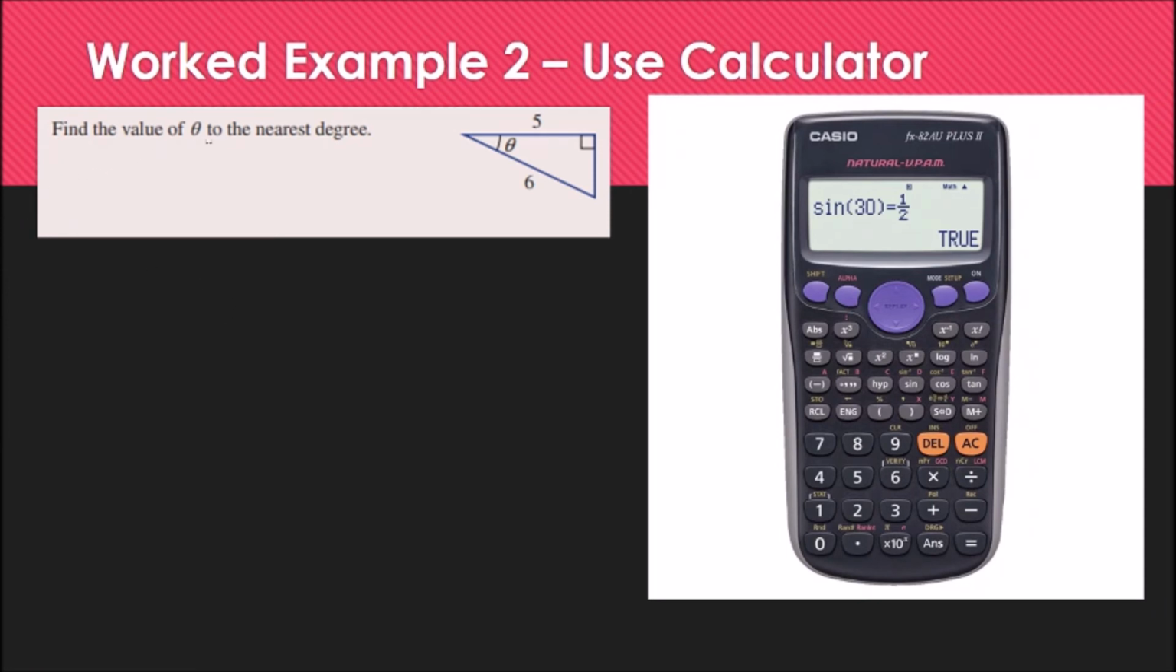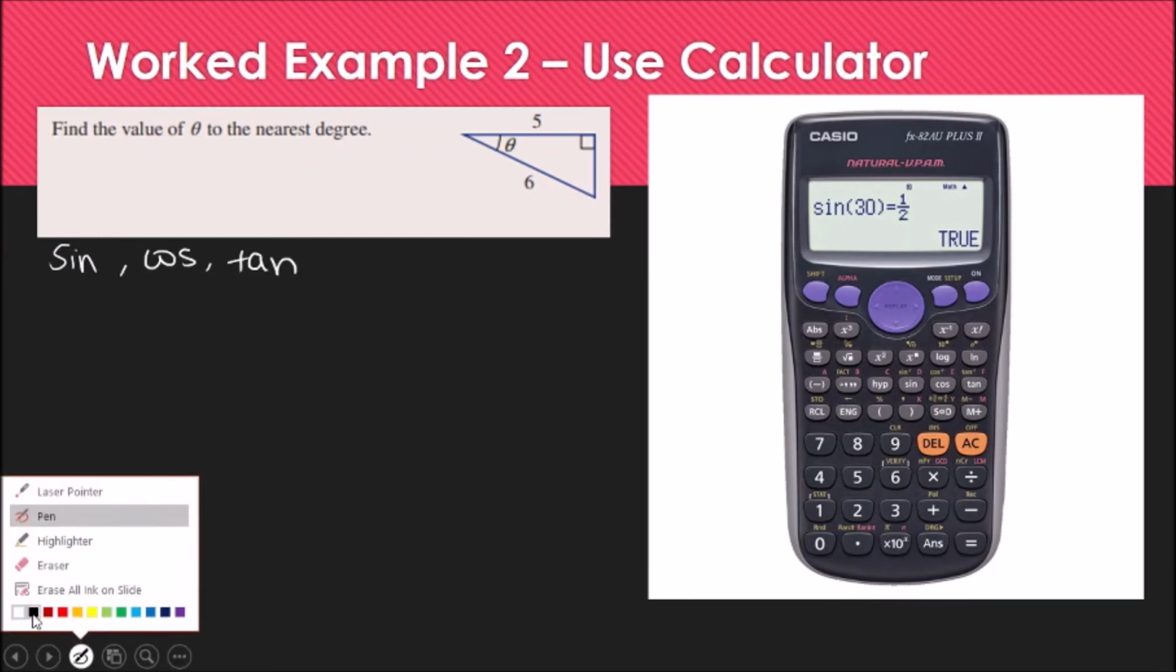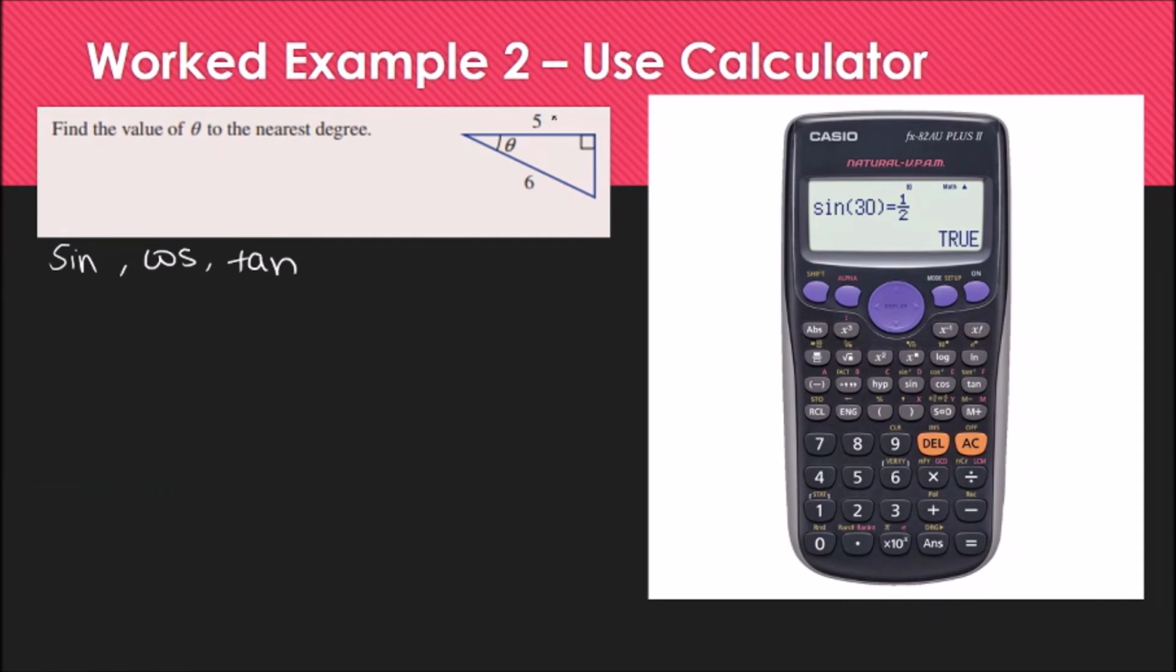So here it says find the value of theta to the nearest degree. So this doesn't give you sine, cos or tan. You need to identify it. So the first thing we need to do is find what the hypotenuse, opposite, and adjacent side is. So we know that the hypotenuse is opposite the right angle, so this must be H, hypotenuse.